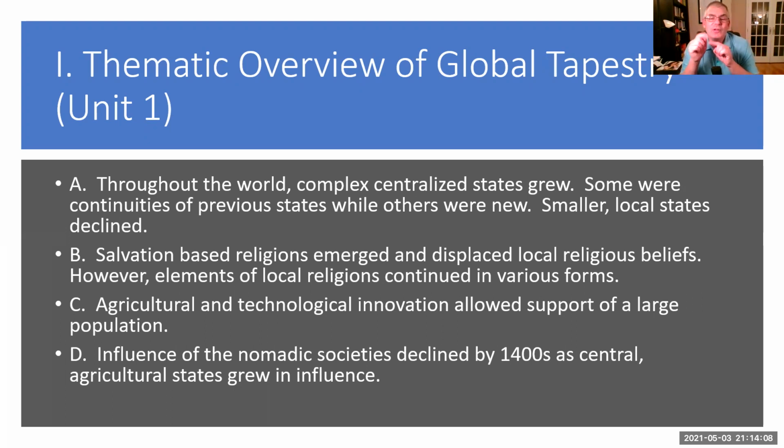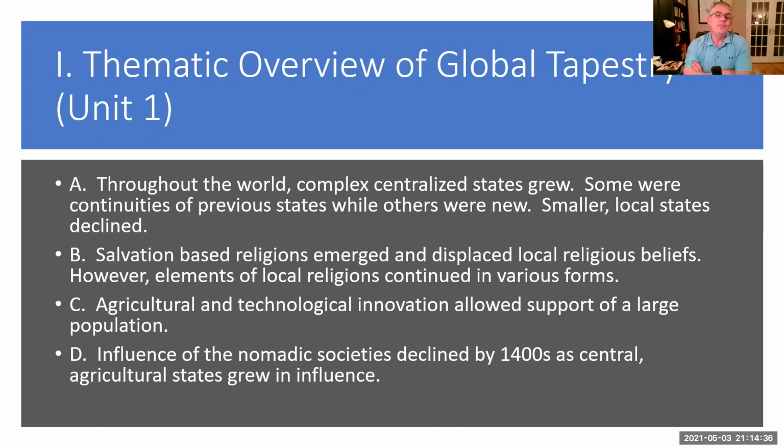Agricultural and technological innovation allowed support of a large population. And this is a theme we're going to see throughout world history, is that as the population of human beings grows, there has to be an accompanying, by the way, it's late, so I'm going to be stumbling over words. There has to be some type of accompanying agricultural innovation and technological innovation to sustain that increased population.